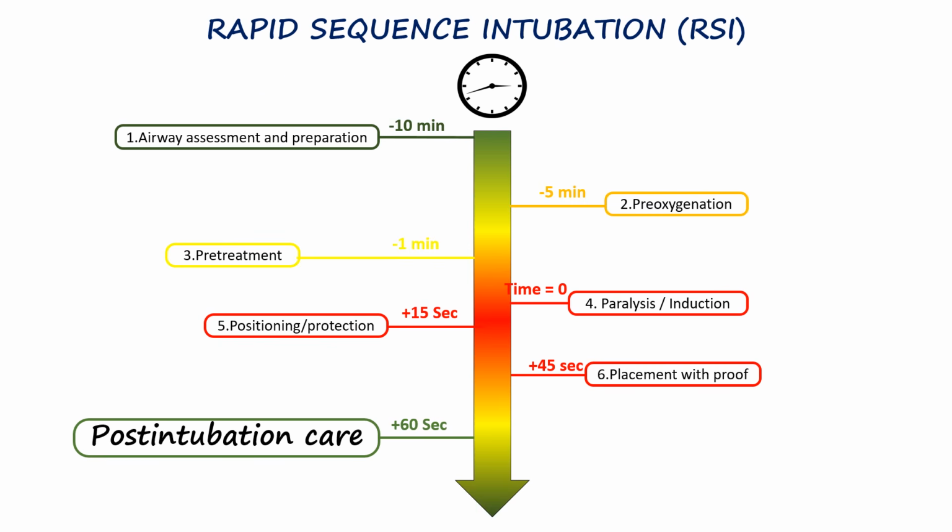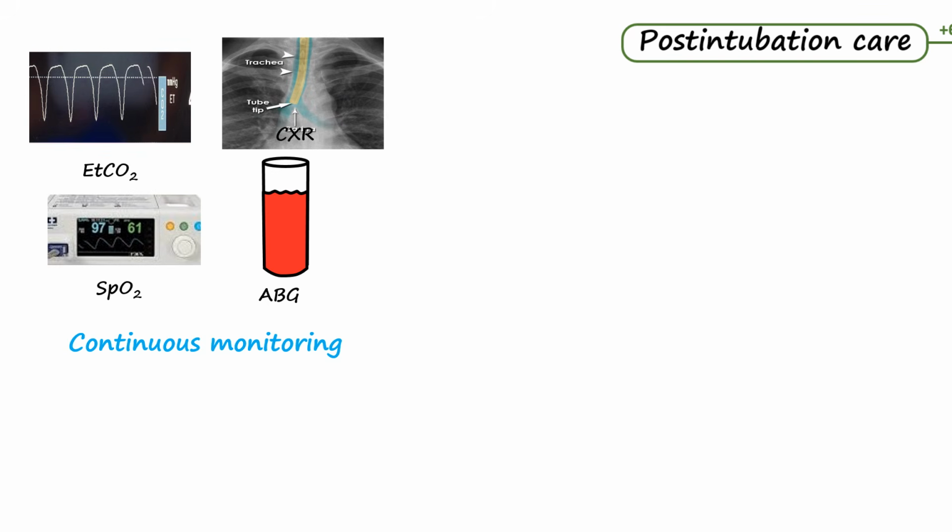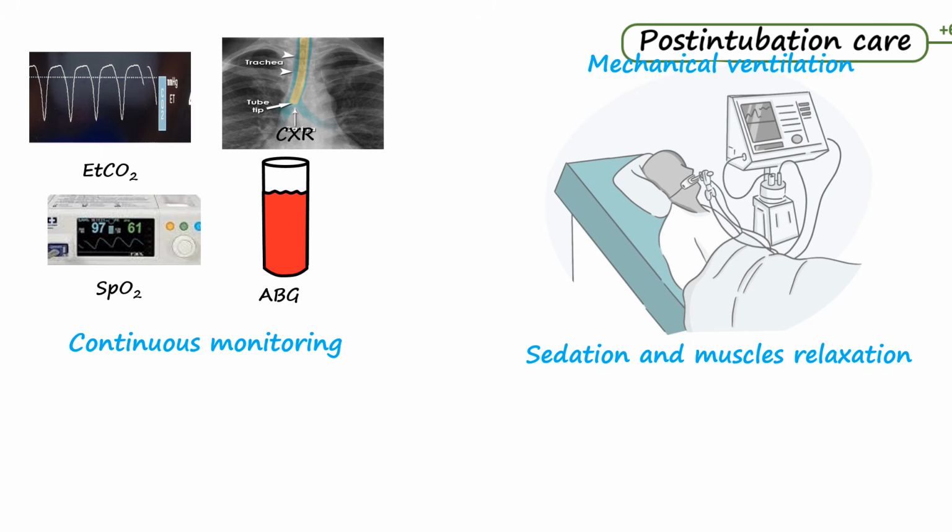The final step in RSI is post-intubation care. Following successful intubation, continuous monitoring is initiated, which includes ECG, oxygen saturation, blood pressure, and capnography to ensure that the endotracheal tube is not displaced. Additionally, a nasogastric or orogastric tube is placed to decompress the stomach if there is still a risk of aspiration. Chest X-rays and arterial blood gas analysis are performed as needed. Mechanical ventilation is commenced, and sedation and appropriate neuromuscular blockade are maintained to ensure the patient's comfort and safety.